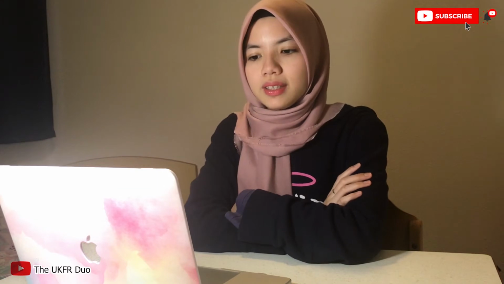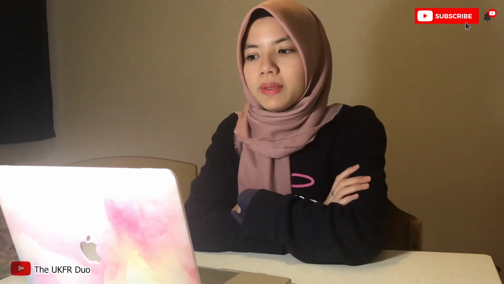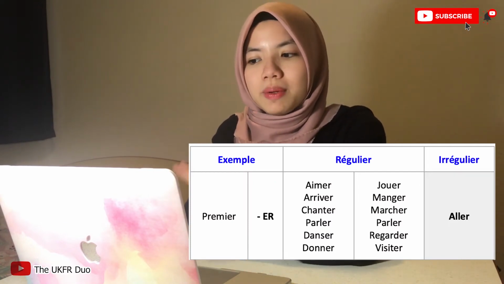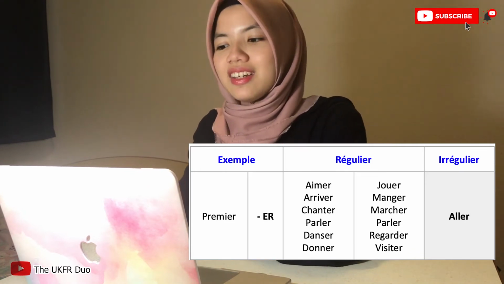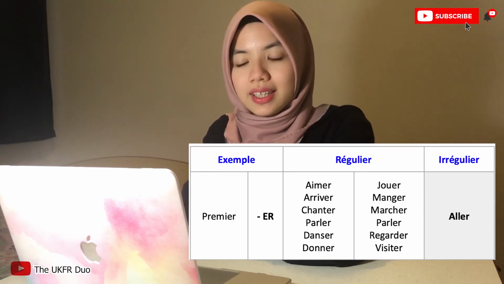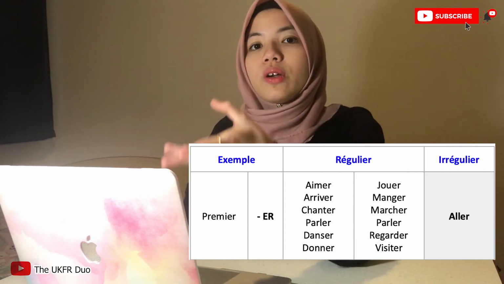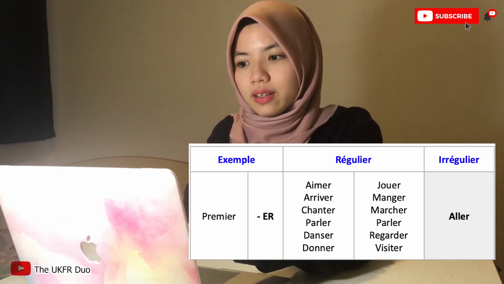The first group kita ada all verbs yang end with er. So for example kat sini kita ada akan sebut semua aimer, arriver, chanter, parler, danser, donner, jouer, manger, marcher, regarder and visiter. And then irregular verb for er kita ada aller. Maksudnya kalau bila dia irregular verb, dia punya conjugation tu different daripada regular verb of this er group.